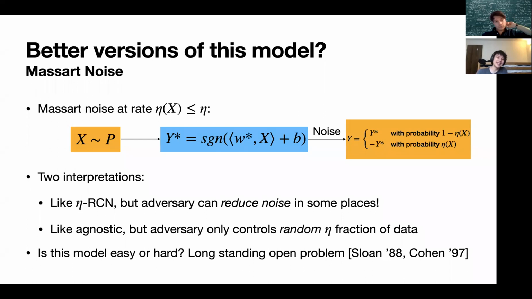The other interpretation, which makes it sound much harder, is that it's like agnostic, in the sense that an adversary has pretty much arbitrary control over some portion of the data, but that fraction of the data is random. So basically, for every data point, I flip a coin that's eta biased, and if that coin is heads, the adversary can just change the label to whatever.